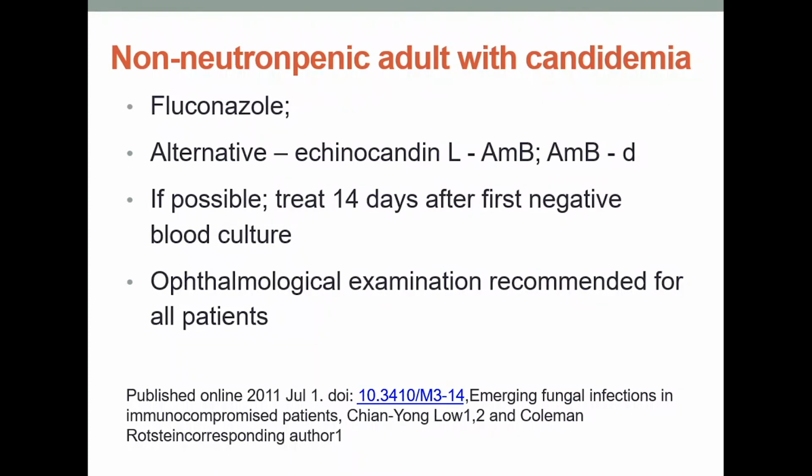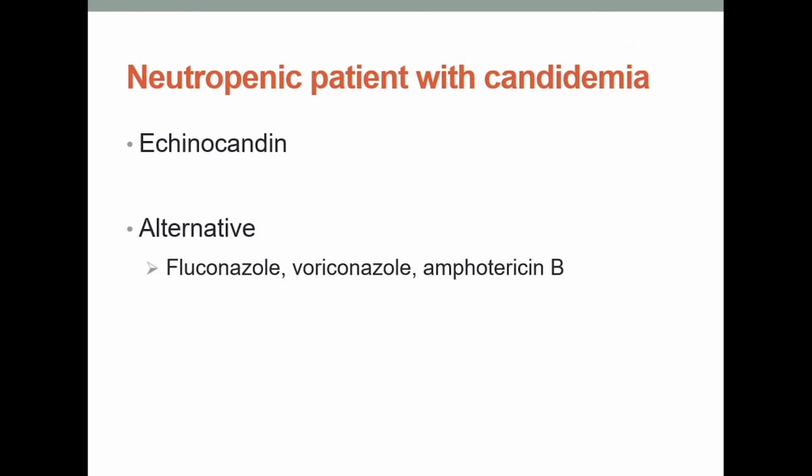So if the patient is non-neutropenic with candidemia, fluconazole is the drug of choice and the alternative is echinocandin. Next. And if the patient is neutropenic, presenting with candidemia, then the drug of choice is echinocandin and the alternative is fluconazole. Next.